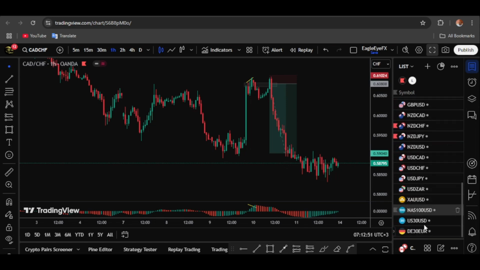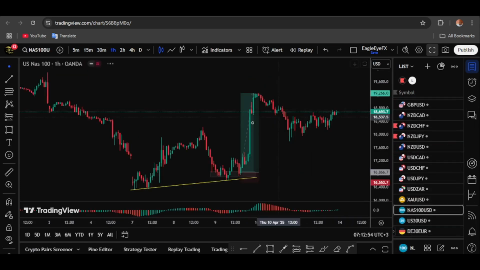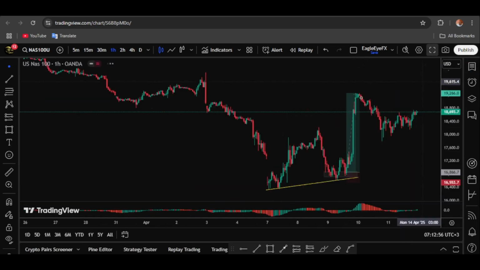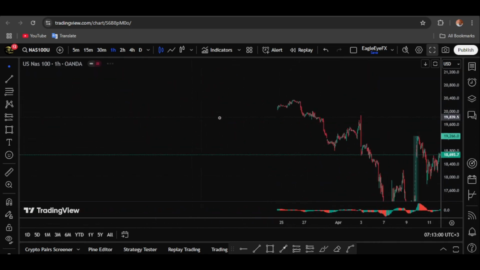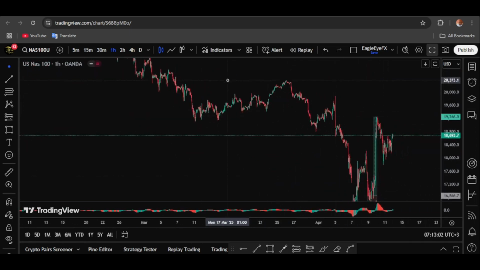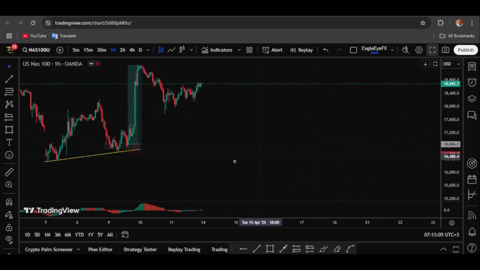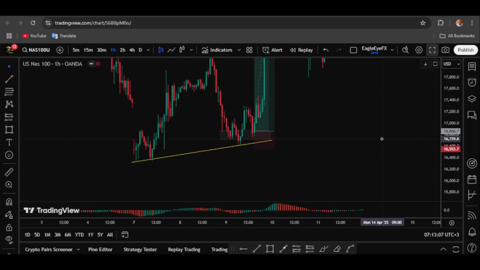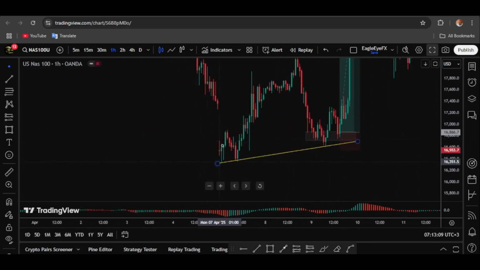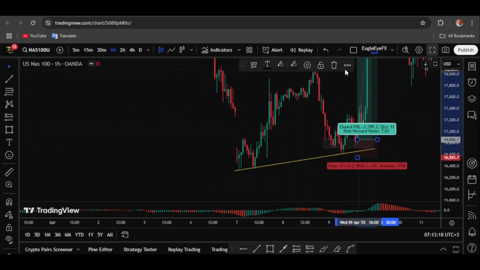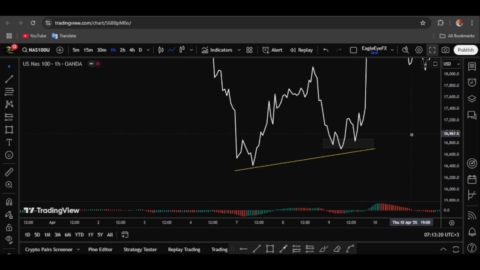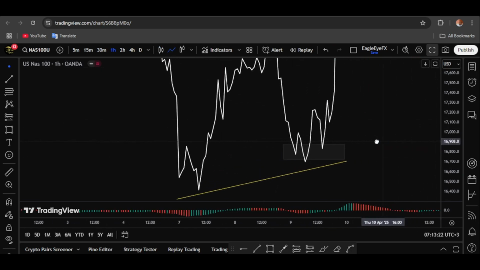Another trade that I missed was on indices, this NASDAQ trade. All right, you can see that even though the market was in a downtrend, on the 1 hour time frame the market started giving us higher highs and higher lows. So of course I placed this trend line over here, and if I change this into a line chart, you can see clearly.